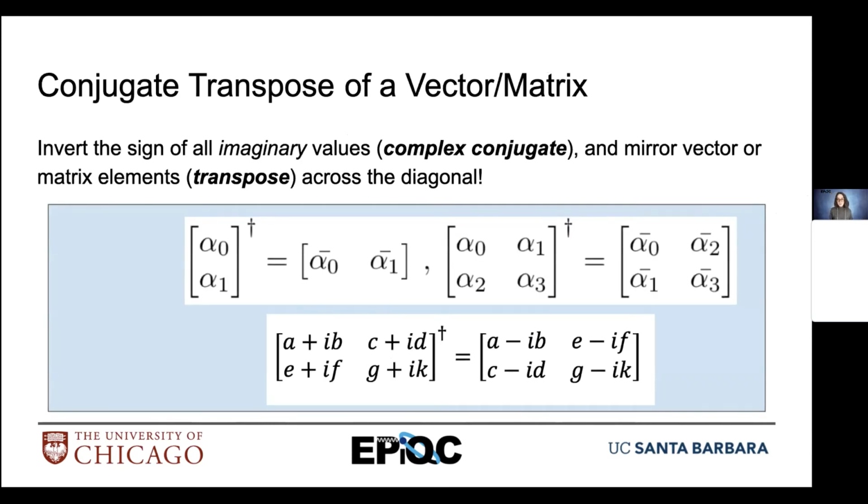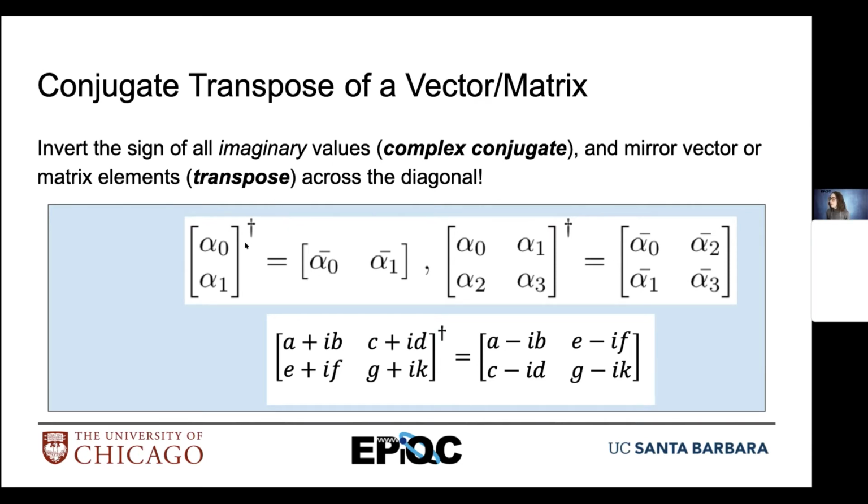Okay, so now this is where we're starting to get a little fancy. So we have our complex conjugate. We take the negative of the complex part of our values. So if we have a complex number, we take the imaginary portion and flip the sign of it. And then we have a transpose. So we flip things around a diagonal to exchange the row and column information for a matrix.